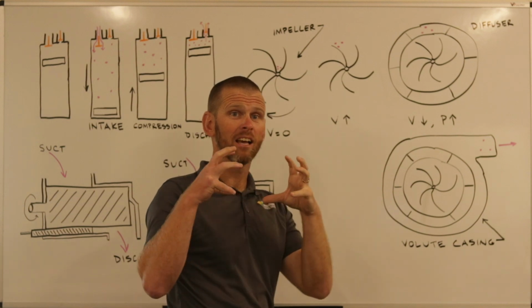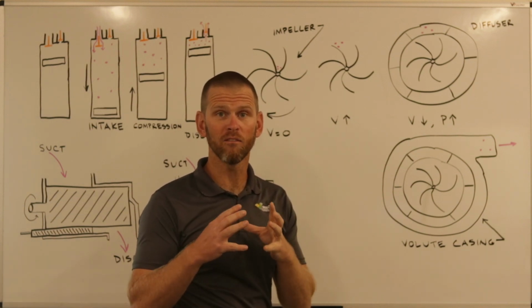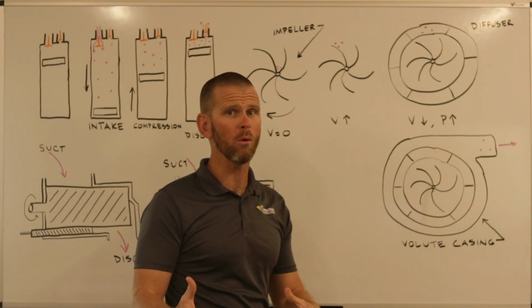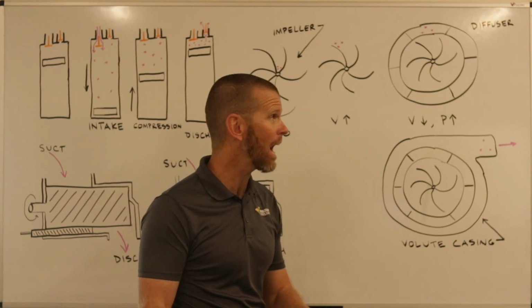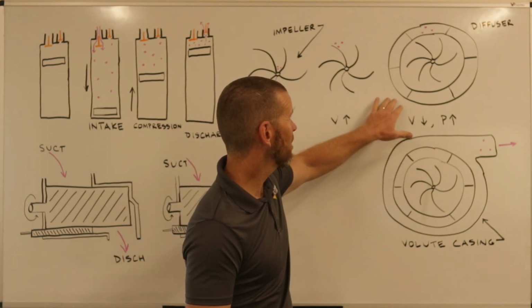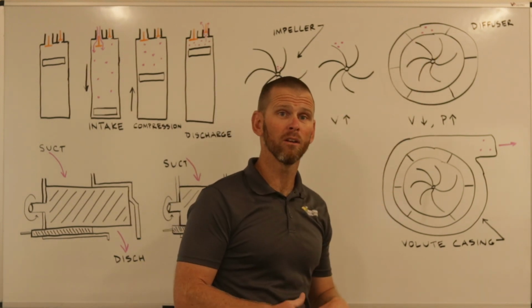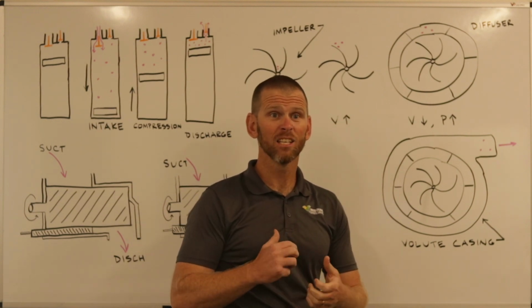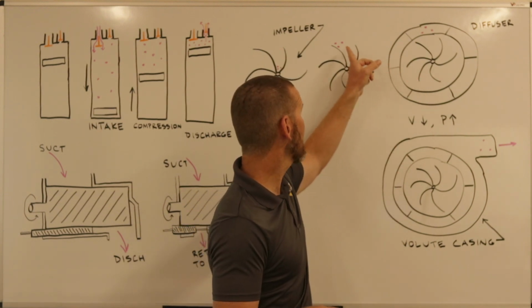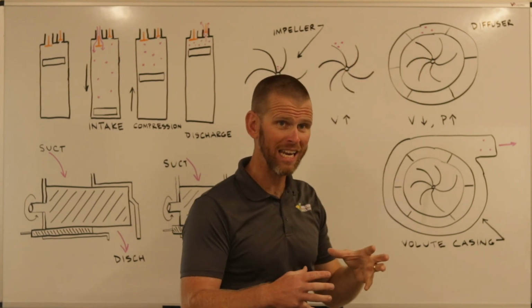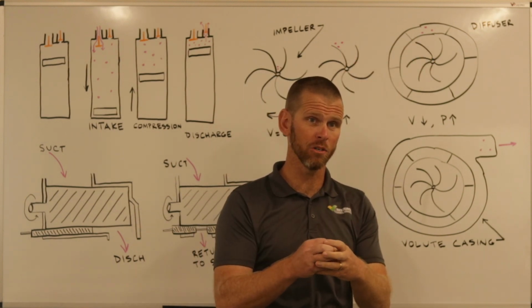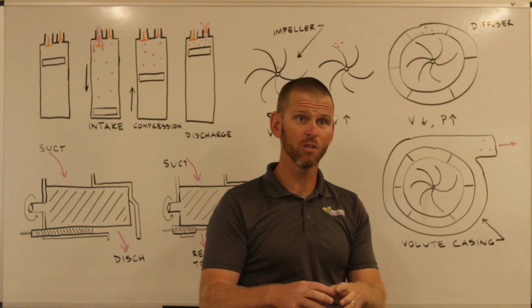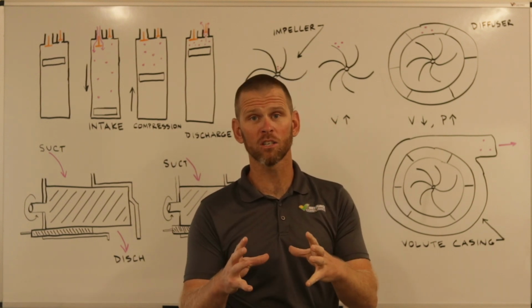So now we have this very high velocity vapor, but that's really not what we want. We want high pressure vapor. So how do we do that? Well, it leaves the impeller and enters what's called a diffuser, and the diffuser slows that vapor down. Okay, so we've added energy to the vapor by increasing its velocity, and by slowing it down now, we convert that energy from velocity energy into pressure energy.